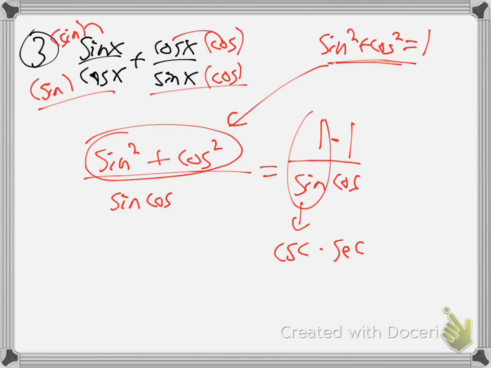Right? Is that too fast? This is the same as just breaking it into 2 fractions. 1 over sine times 1 over cosine. That's still just 1 over sine cosine. And that's cosecant, secant. See that? That is D on that one. See what I did there? Changed it back. That okay? Questions?